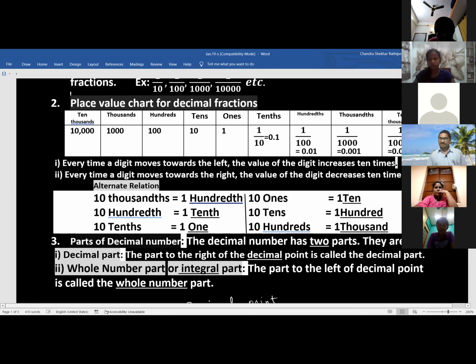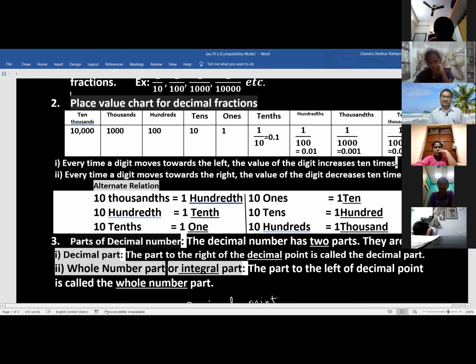But you are changing the order. Okay, no problem. It has two parts. Okay, good. Tanvi, say in how many parts is a decimal number, and what are they? Whole number part or integral part and decimal part. Okay, very good. This is our order.